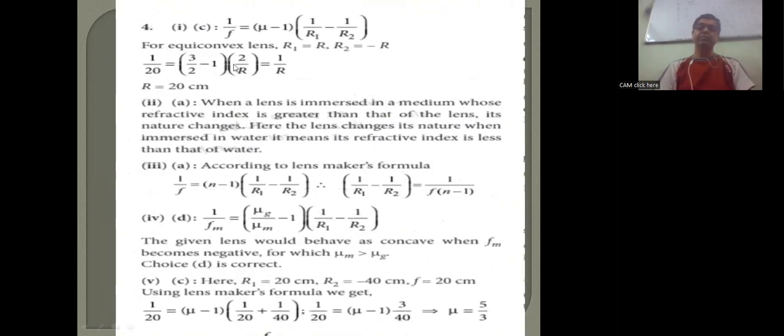1 by f equals to mu minus 1, 1 by R1 minus 1 by R2. R1 is taken positive and R2 is taken negative here. Using given values, we can calculate R. Now, come to the second.